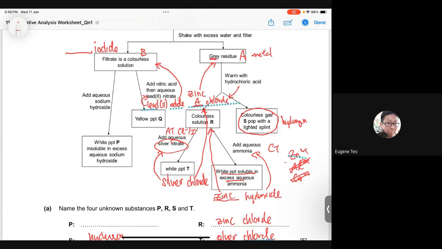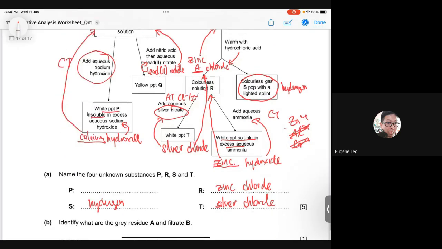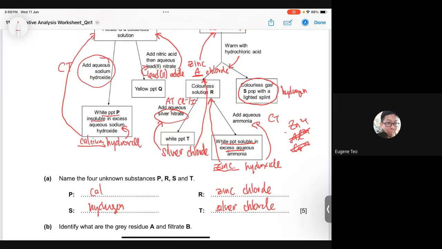What is the cation there? You realize, so nice, the cation test helps me. White precipitate P is something hydroxide. White precipitate insoluble in excess. You read this, you know this must be calcium hydroxide. The hydroxide comes from the sodium hydroxide. The calcium must have come from here. So therefore, B is actually calcium iodide. So P I mentioned here is calcium hydroxide.